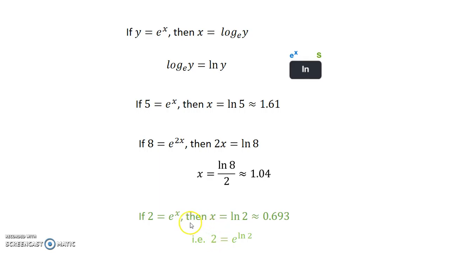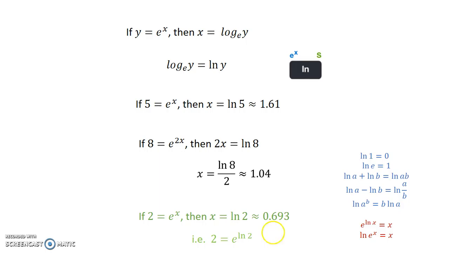So if I replace this x with this x, you can see that 2 equals e to the ln 2. That's going to be an important thing later. Okay, so ln is just log to base e. So all the laws you've learned before apply.